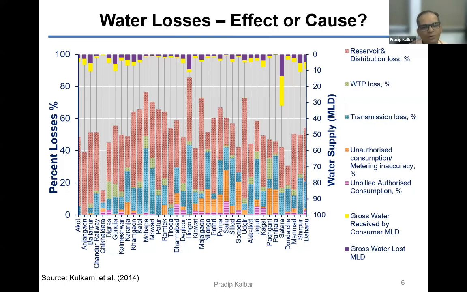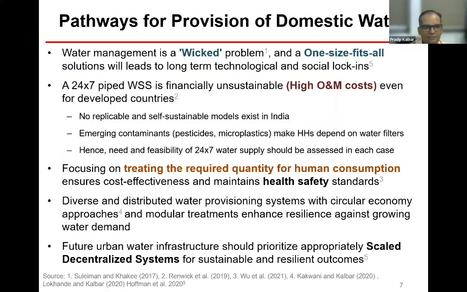So we have to look at the problem holistically, and without shooting solutions at a large scale, we have to work in a stepwise manner. We have to look at the entire pathway of provisioning of domestic water in a very holistic way. As I told, water management is a wicked problem, and one size fits all will not work in such situations because there are long-term technological lock-ins and social lock-ins. That means if you lay a particular infrastructure, it will remain for the next 30, 40 years. There will be social behavior that develops, and it will be very difficult to change. So social aspects have to be really considered.